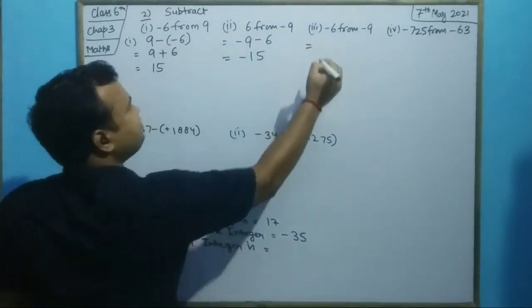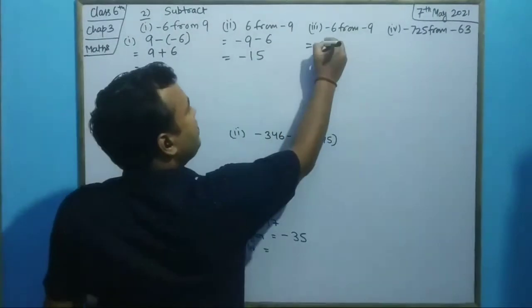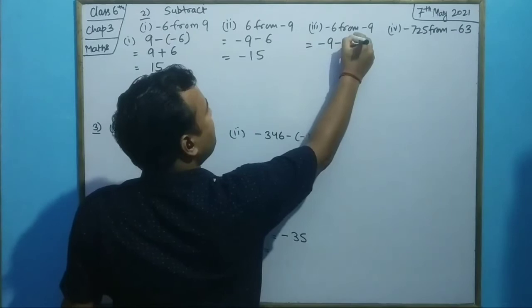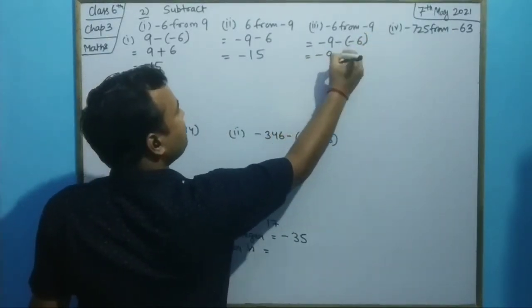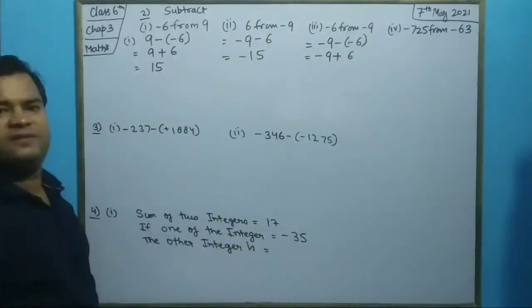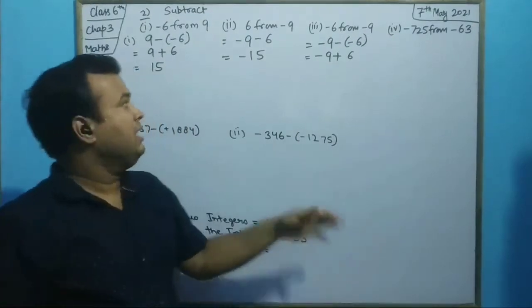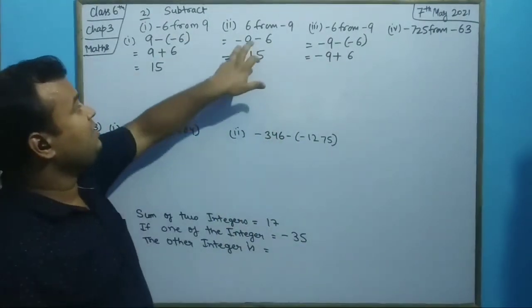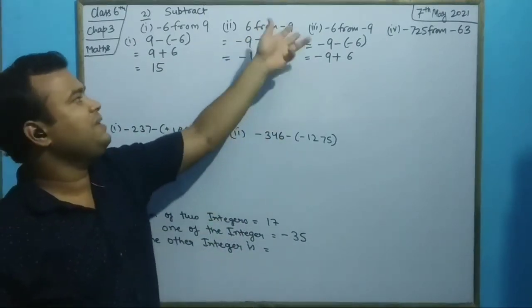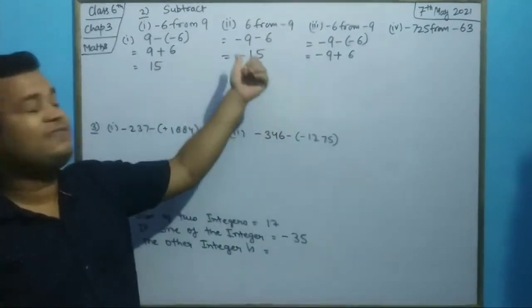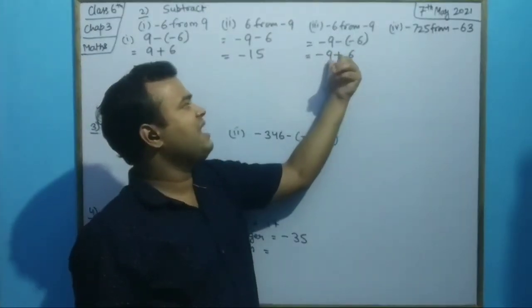What is that? Minus 6 from minus 9. We have to subtract. So minus 9 subtract minus 6. What will it be? It will be minus 9 minus minus, that is plus 6. So minus 9 plus 6. Keep it in mind that here both the numbers are not being multiplied. They are being subtracted, so the sign will not change. Here also let us see minus 9 plus 6.